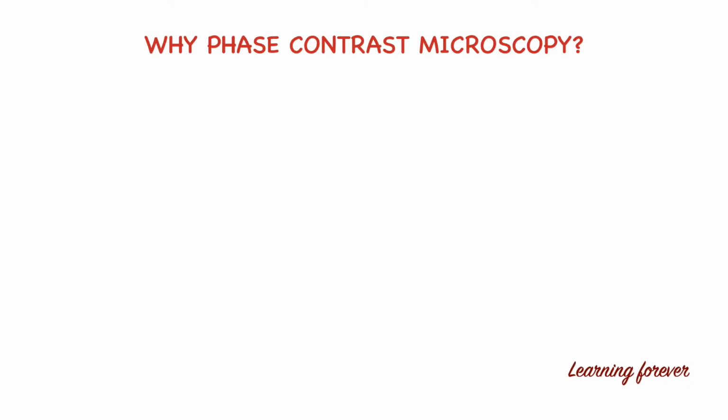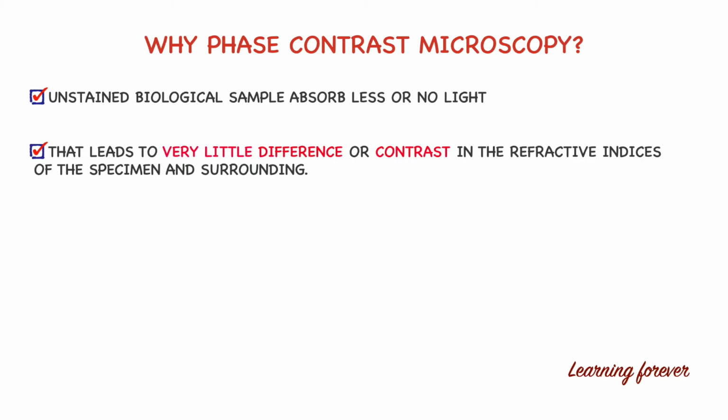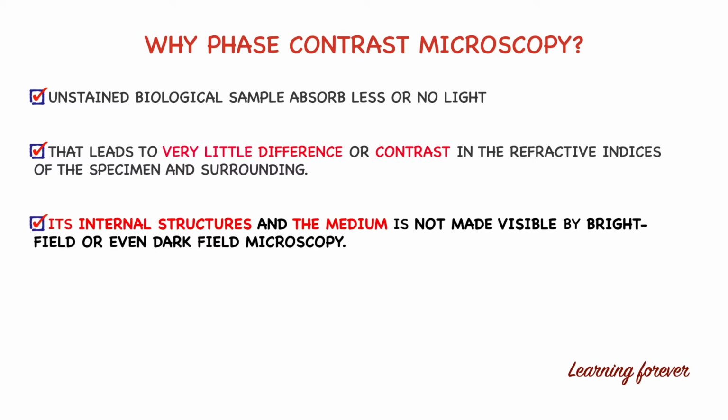Now let's see the reason why we use a phase contrast microscope. Remember that unstained biological samples absorb little or no light, which leads to very little difference or contrast in the refractive indices of the specimen and the surrounding. As a result, this type of sample cannot be studied using bright field microscopy. Also, its internal structure and the medium are not made visible by bright field or even dark field microscopy.